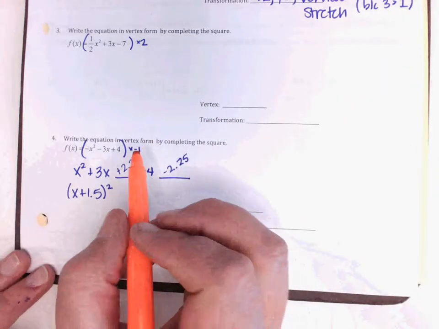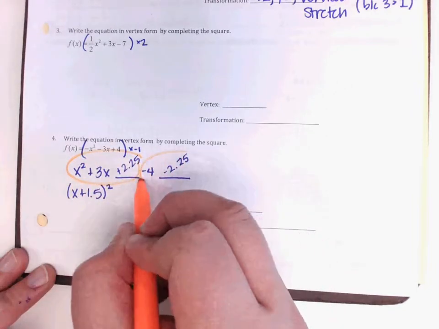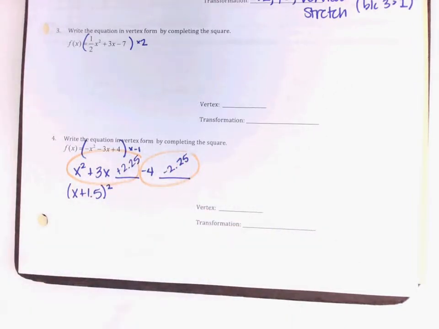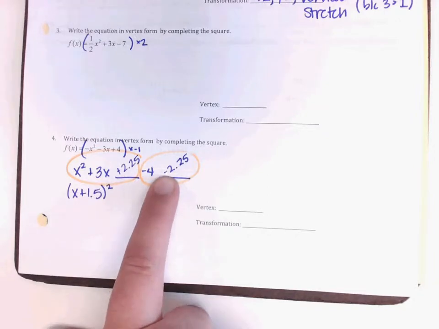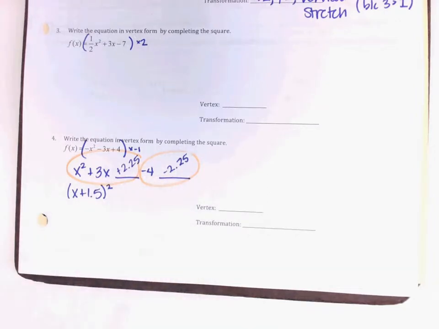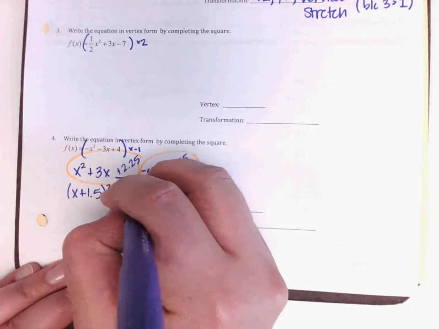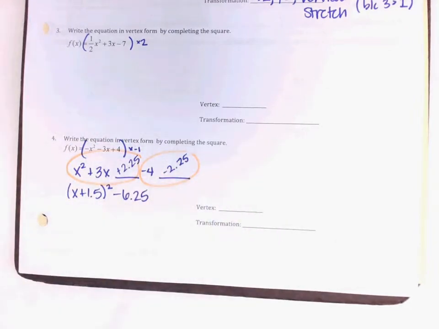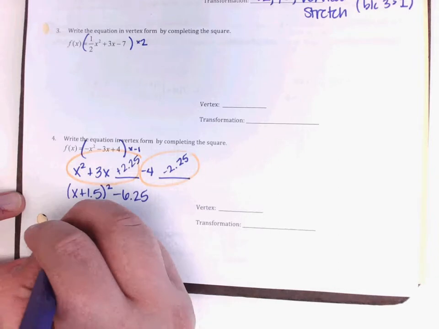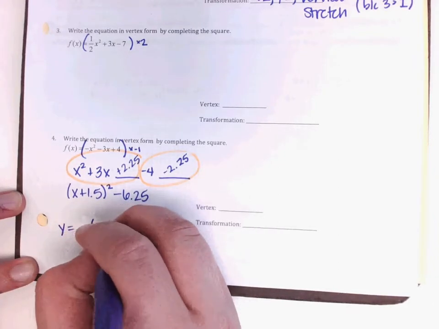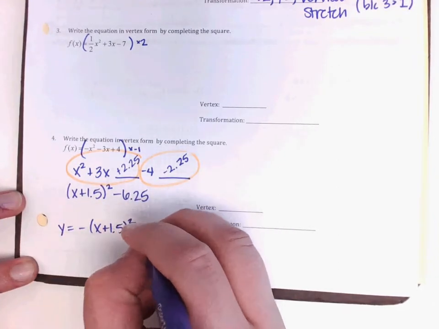Then remember, these guys all stick together, these guys stick together. So if I have negative 4 minus 2.25 more, what's that last number? 6.25. Good job. Now, I'm not done. I have to take the number that I initially had and put it back. So what did I initially get rid of? That negative, then I got to put it back in the front. So it would be y equals negative, and then x plus 1.5 squared minus 6.25.